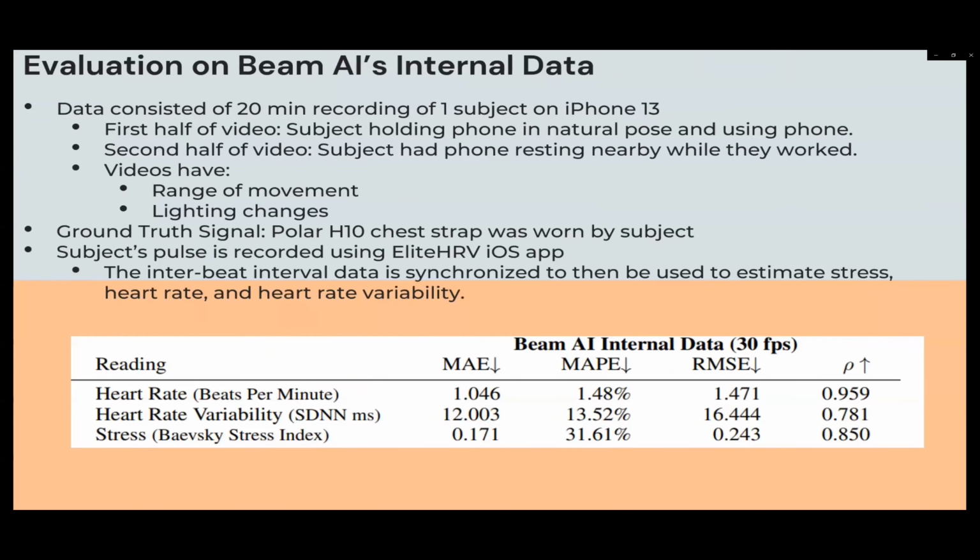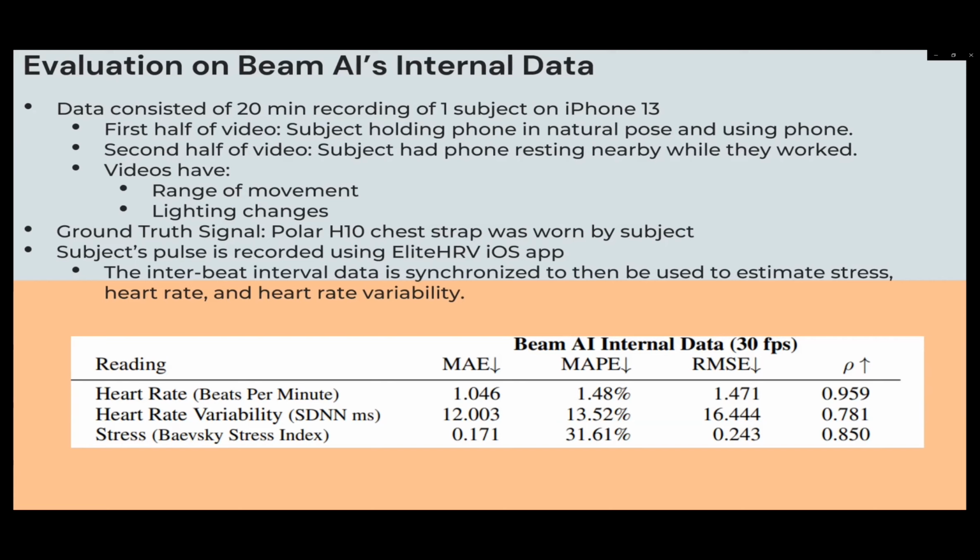The last thing that the authors tested their data on was their own internal data, and this consisted of one 20-minute recording of one of the authors using their iPhone 13, split up into two different parts. The first 10 minutes of the video was just the subject holding their phone and using it naturally, and the second half of the video was them moving around and also setting it to rest nearby while they are at work. The videos have a range of motion going from a seated position to standing, and also different lighting changes, to test Beam AI in all different types of conditions.